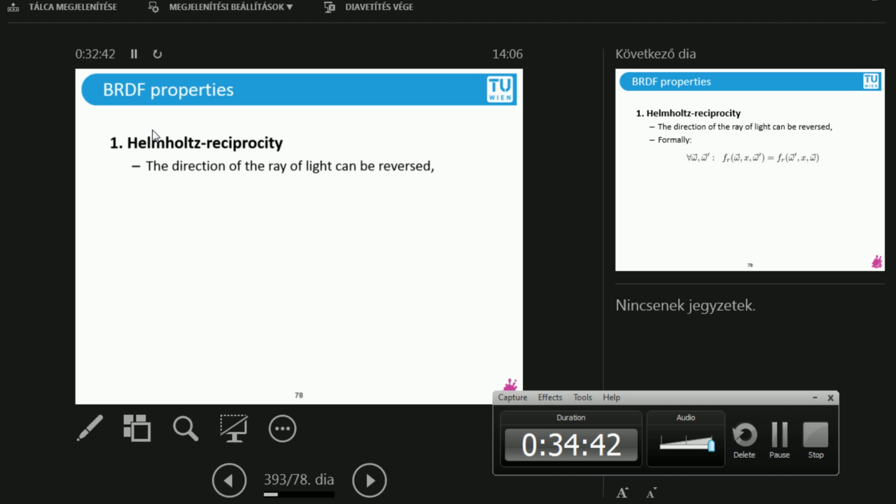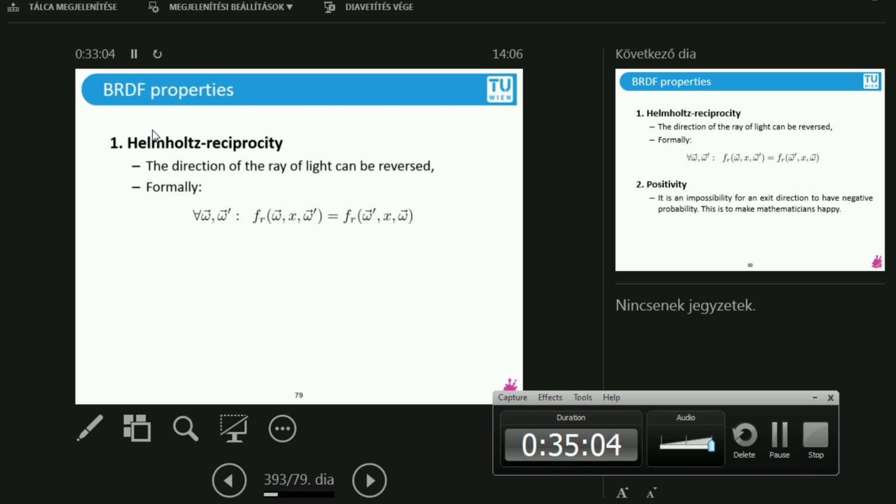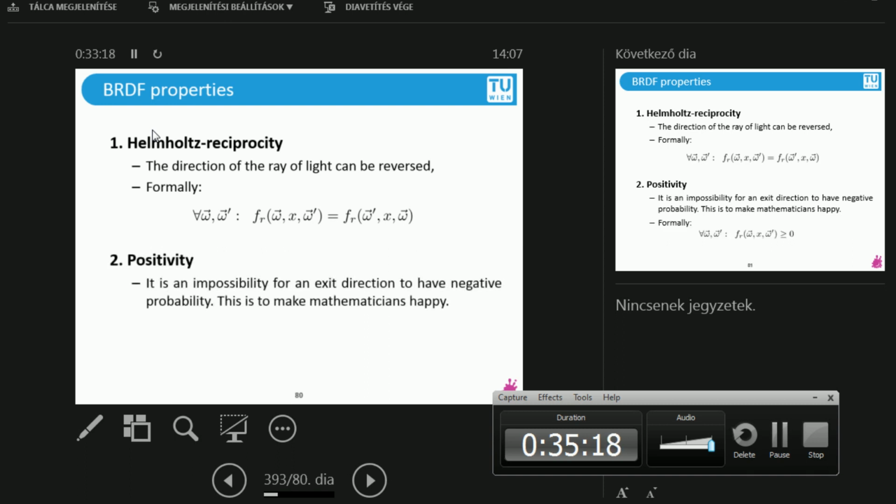Okay, what are the properties of BRDFs? And after this, we will suddenly put together something beautiful very rapidly. So there is Helmholtz reciprocity. It means that the direction of the ray of light can be reversed. Mathematically, I can swap the incoming and outgoing directions, and I'm going to get the same probabilities. So the probability of going from here to there is the same as coming from there to here. If I look at things from both sides, I will get the same probabilities.